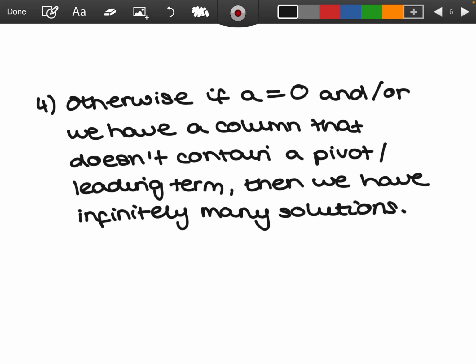So a big thing to look out for is, do I end up with any inconsistencies? Do I end up with a row of zeros on the left and a non-zero on the right? Or do I end up with a whole row of zeros and I find somewhere I do not have a leading term or a pivot in a particular column? That would then tell me that I would have infinitely many solutions, because my system is still consistent. I don't have some inconsistency like I did before where 0 equaled 5, but I know that I can carry on to have infinitely many solutions.